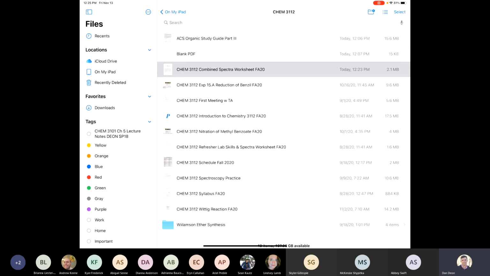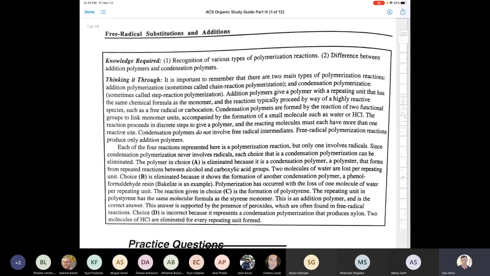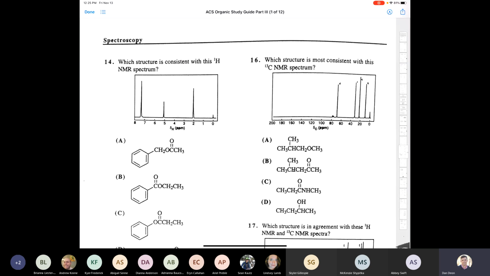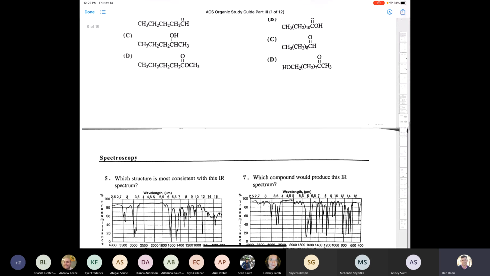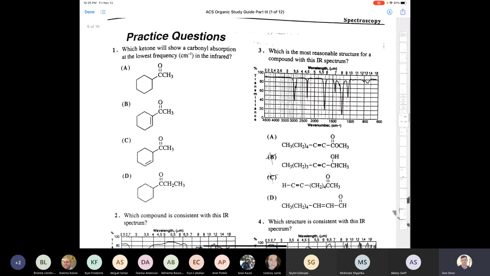Okay, well, let's take a look at some practice problems. We're going to look at spectroscopy practice problems today, and these are practice problems from the ACS study guide. I was hoping that these would get the ball rolling if you haven't thought about spectroscopy in a few weeks. We're going to start with question number 1, which asks which ketone will show a carbonyl absorption at the lowest frequency in reciprocal centimeters in the infrared spectrum. I'm going to give you a second to look at that and see if you can come up with an answer. And once you've done that, we'll take a look.